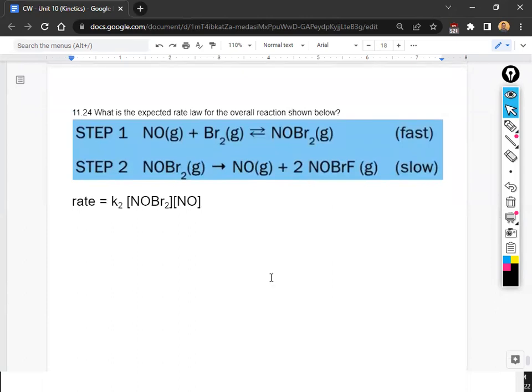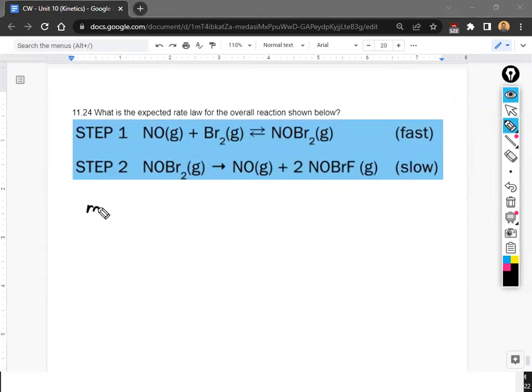Okay, so we're gonna write the expected rate law for the overall reaction. We know that the slowest step is going to determine the rate, right? The rate is equal to K2 times the concentration of NOBr2, but NOBr2 is an intermediate.